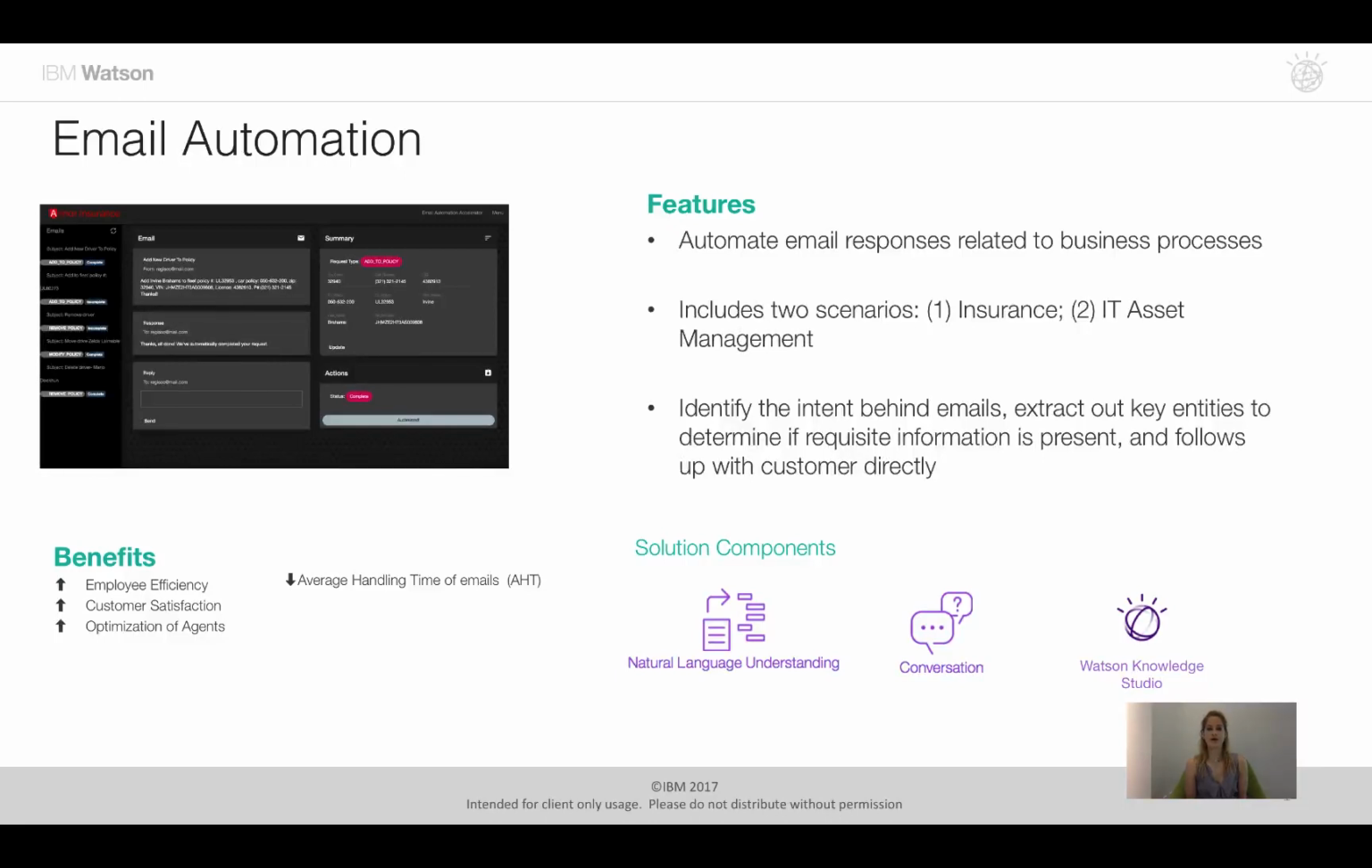And so here we're going to show how Watson is able to identify the intent behind the email using Watson Conversation and then extract out the key entities from that email using a custom trained model in Watson Knowledge Studio that is executed through natural language understanding. Once Watson extracts out those key entities, it will determine if the requisite information is there to execute that business process, and if not, Watson will then follow up with the customer to gather that information. And where that information is already there, Watson will respond saying that the business process has been executed. So this will make a lot more sense once we dive into it.